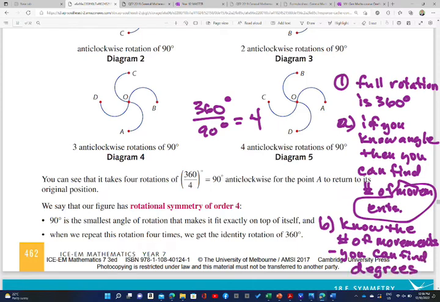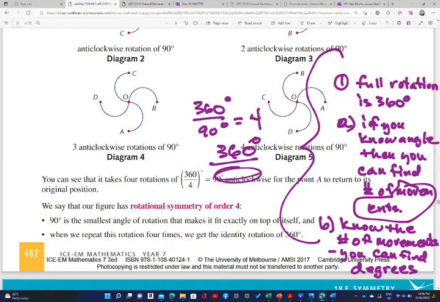But every time you're doing this, you're simply going to take 360 divided by something. Either the number of degrees, if that's what you know, or the number of movements, if that's what you know. So you're simply going to divide by what it is you know, and that'll give you the one you don't know.